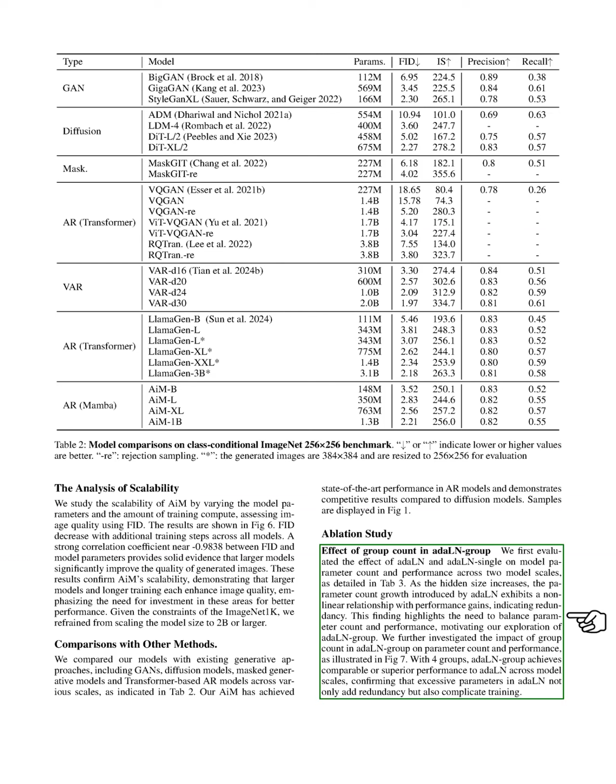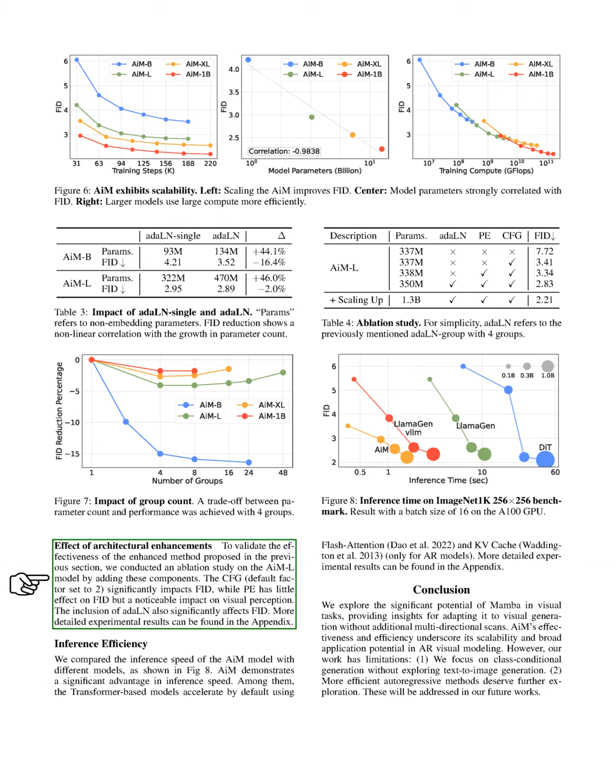Section: Effect of architectural enhancements. In this section, we validate the effectiveness of our enhanced method by performing an ablation study on the AIM-L model, where we added various components. We found that the CFG, with a default factor of 2, has a strong influence on the FID score. Although the PE component has a minor effect on FID, it significantly enhances visual perception. Additionally, incorporating AdaLN also notably impacts FID. For more detailed experimental results, we refer to the appendix.